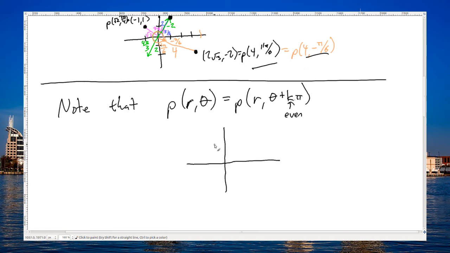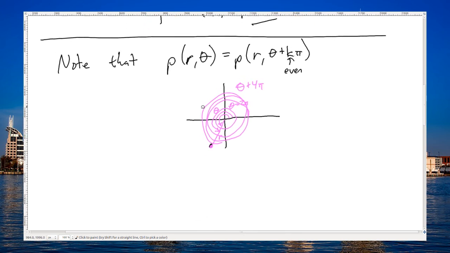And so if you have some coordinate, let's put it down here. Here we have the distance r to the point, and here we have the angle theta. Well, note that if I add an even number of pi's, that means adding 360 degrees or some multiple of 360 degrees, then that would be the same thing as this. That would be theta plus 2 pi, which would be the same thing as that. That would be theta plus 4 pi, and so on and so forth. You get the exact same angle out of it, so you end up getting the exact same point.